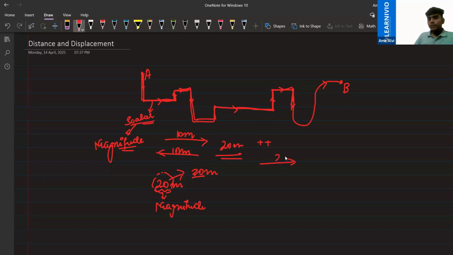Now, you're going first 30 meter in this direction. Now you're going 20 meter in this direction. Is there any change in distance? Apart from the magnitude, will there be any effect on the distance quantity if you change the direction? If you are going 30 meter in this direction and 20 meter in this direction, the total distance would be 50. So does it affect the distance quantity if you change the direction?